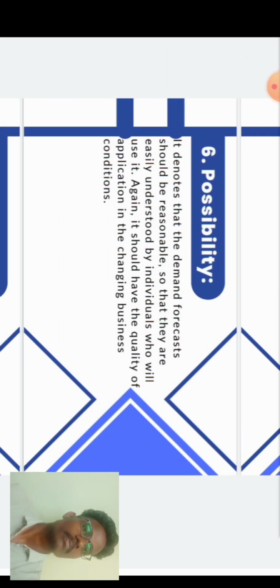Next is possibility. It denotes that the demand forecast should be reasonable so that it is easily understood by the individuals who will use it. Again, it should have the quality of application under changing business conditions. So possibility is also important in forecasting the demand.